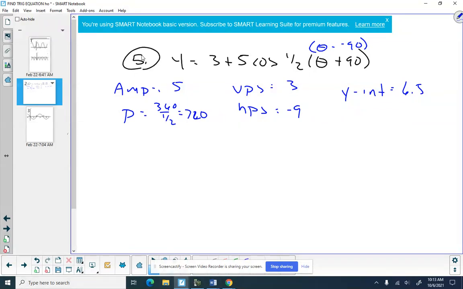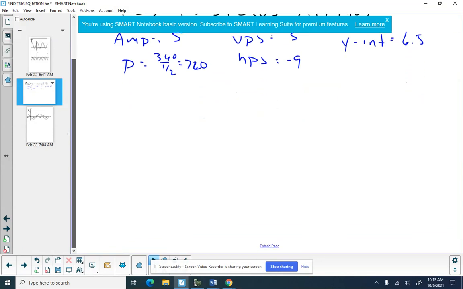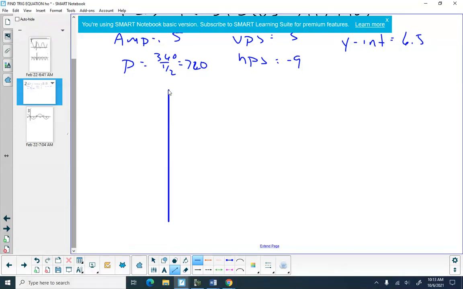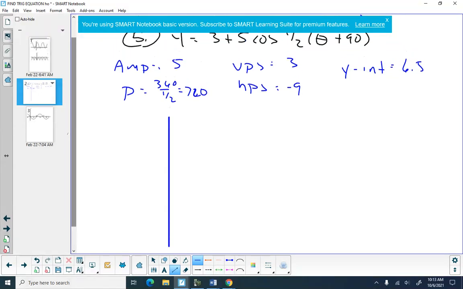We good with all those numbers? All right. Now we start taking a look at the graph. Okay, I take a look at my graph. I have a vertical phase shift of 3 upwards, and I have an amplitude of 5. That means I need to stretch upwards a little bit more. Need to be a little bit more top heavy with my graph.